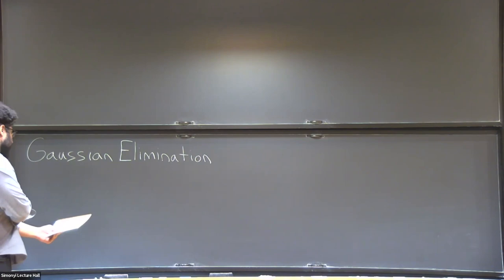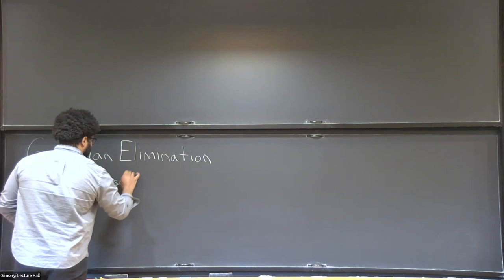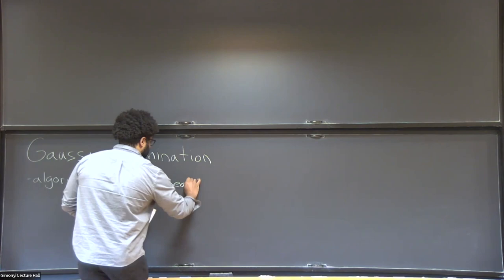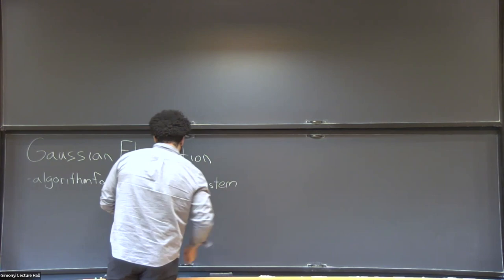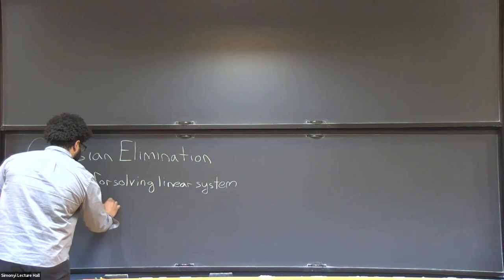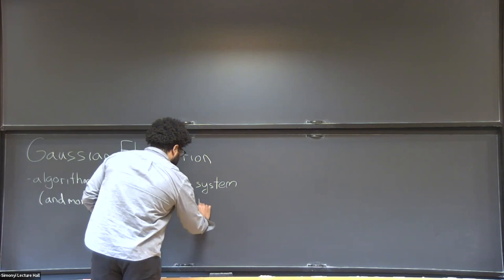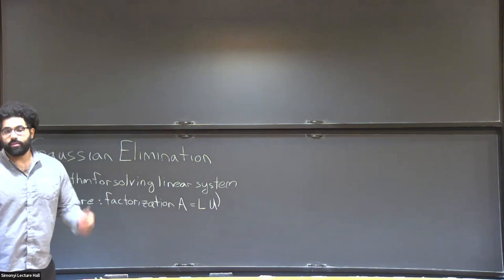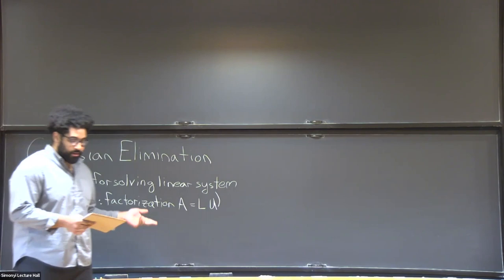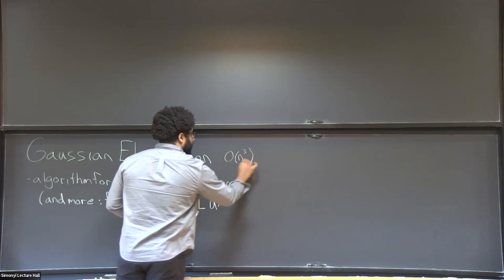So first of all, what is Gaussian elimination? Well, this is just an algorithm for solving a linear system. And also, in some sense, more. It gives you a factorization of your matrix A into the product of a lower triangular and upper triangular matrix. And you can use this to compute the inverse of a matrix, to compute the determinant of a matrix, to look at the rank of a matrix. So you can do lots of things. And this, as we'll see, takes order n cubed time. Okay.